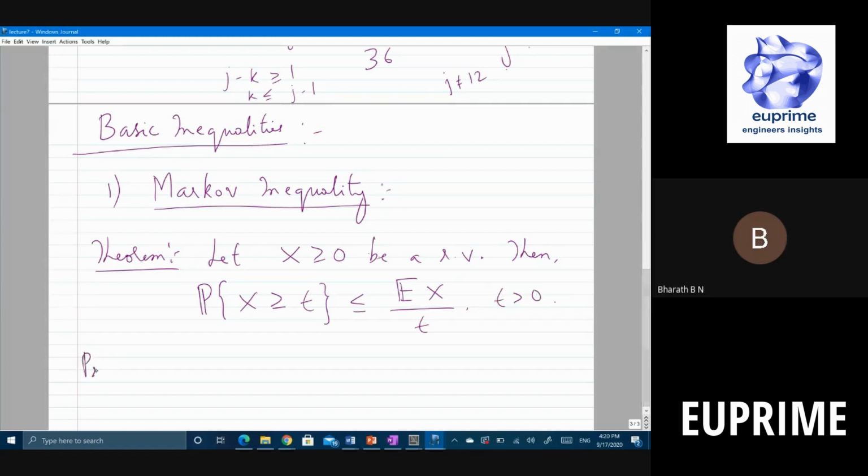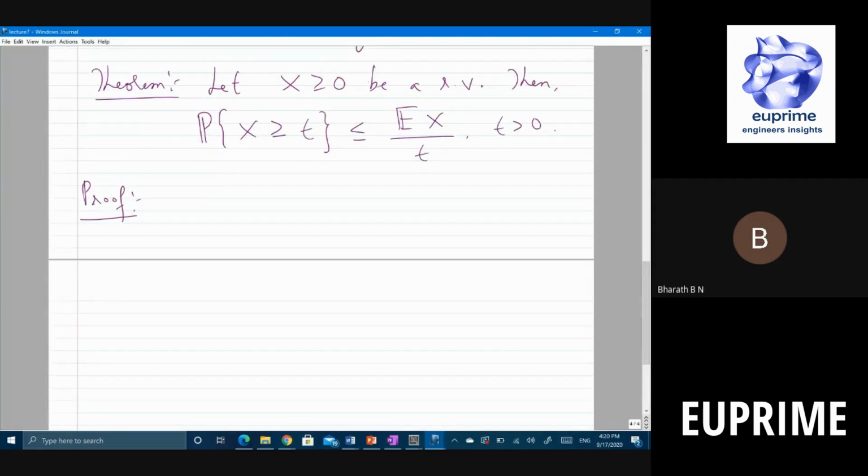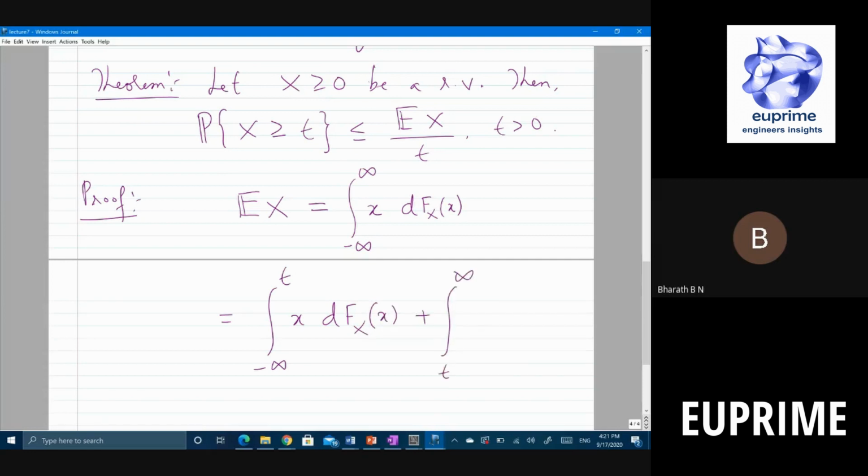Let's look at the proof, and then we will also look at the intuition. I'll write it for any general random variable, both discrete as well as continuous. So what I have to do is write it in terms of the integral of x dF_X(x). So the expected value would be the integral from minus infinity to infinity. I can split this into two: I'll go from minus infinity to t of x dF_X(x), plus I'll go from t to infinity.